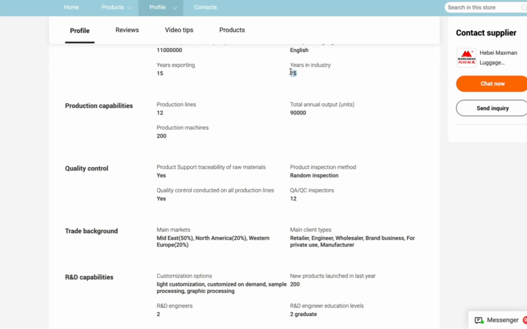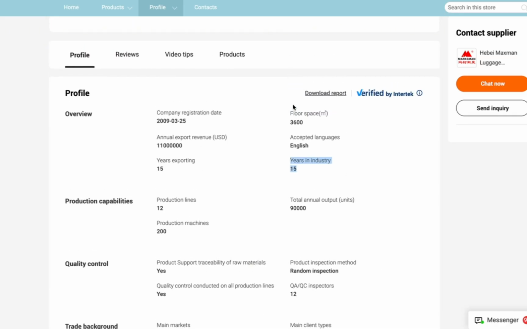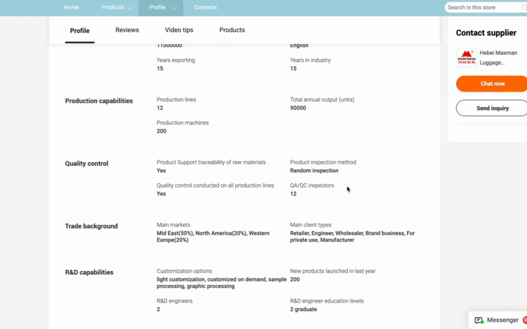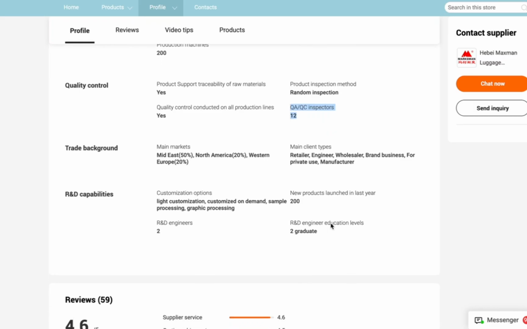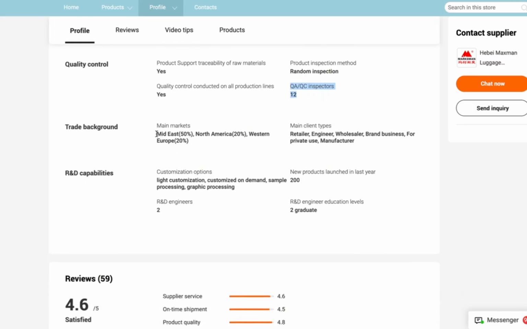It's very rare, but sometimes it happens that the information in the report and the information that the supplier provides on Alibaba does not match. Therefore, I strongly suggest you to download this report and study it very closely for those suppliers with whom you are planning to cooperate.